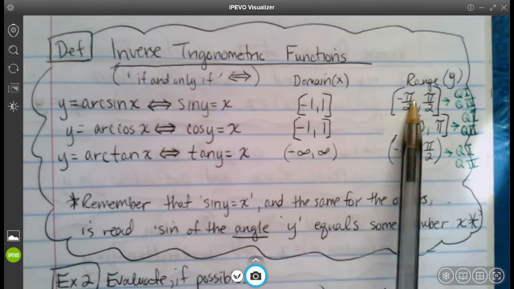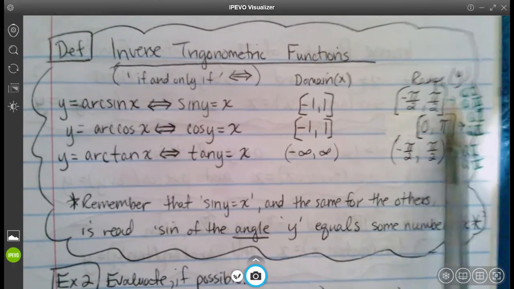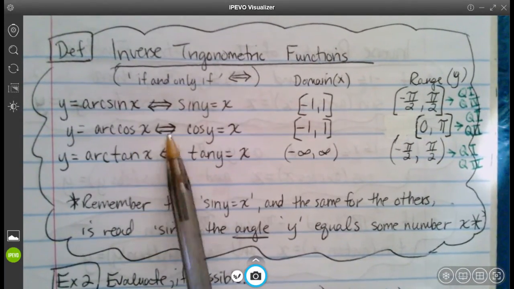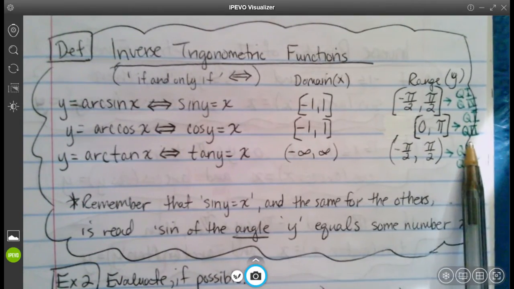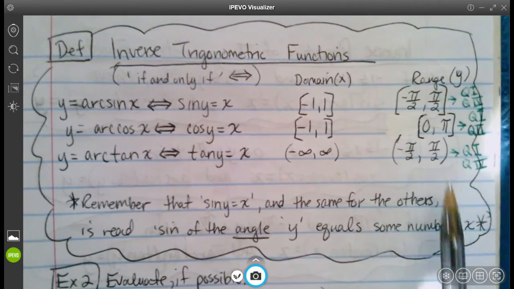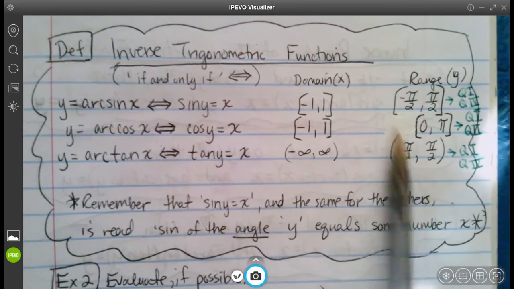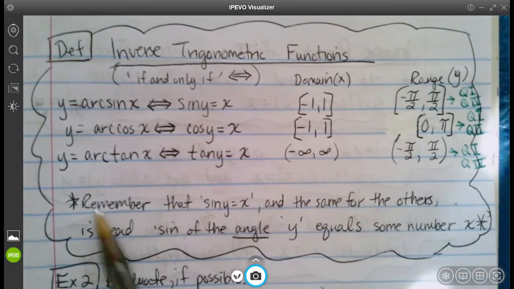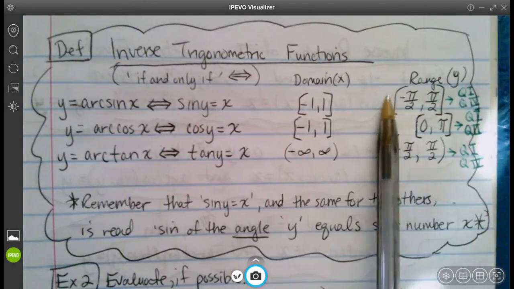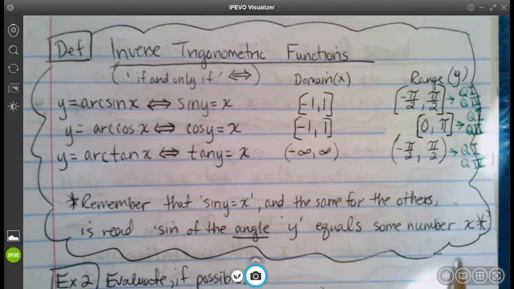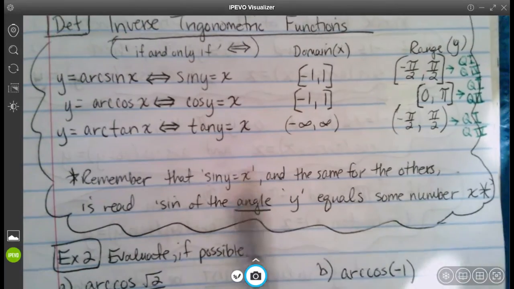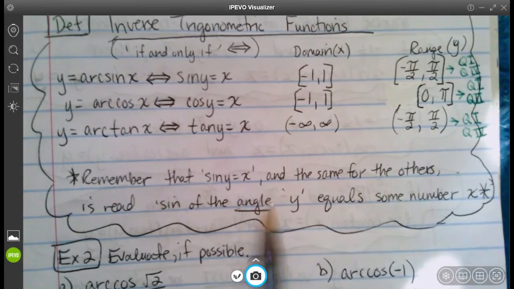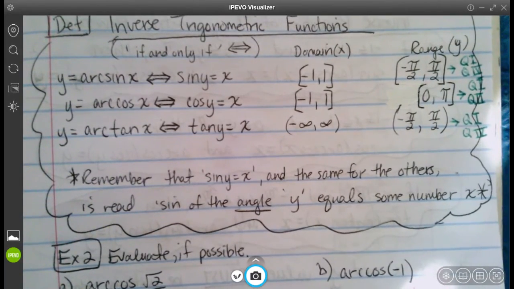We already kind of looked at sine, so quadrant 1 and 4. Cosine has a similar pattern, but this one's going to be between quadrant 1 and 2, so from 0 to pi. You're thinking like the top half of the unit circle. And arctangent is just like sine, so it's also going to be quadrant 1 and 4. Again, remember that arcsine y equals x is read as sine of the angle y equals some number x.